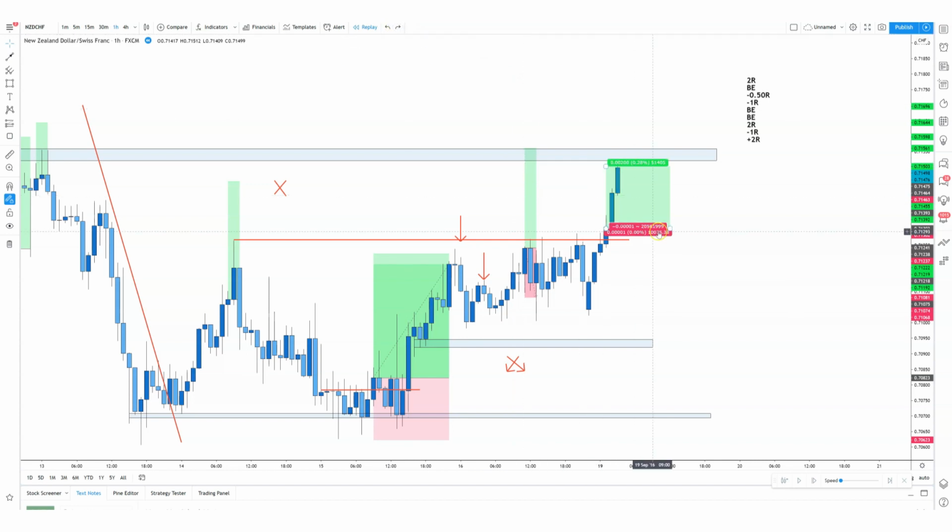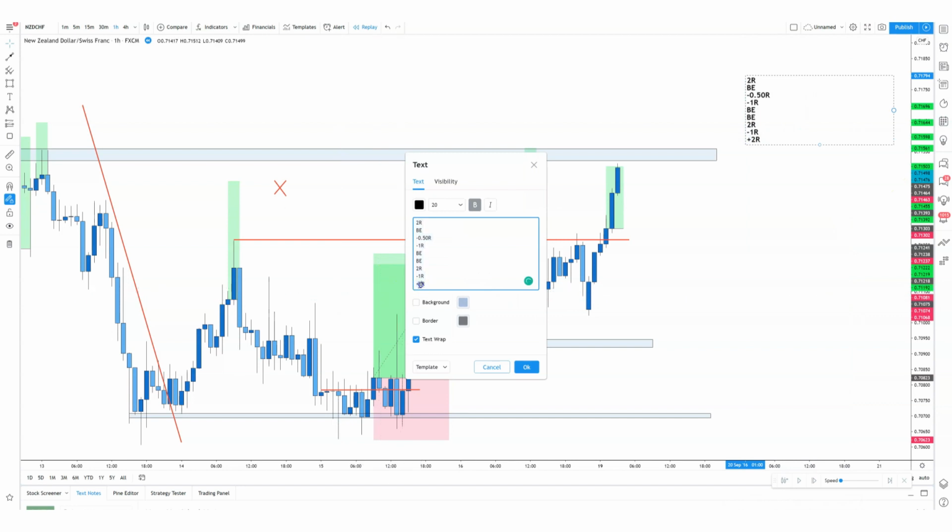Yeah, there you go. And now on to our final trade. Where are we at? Plus 2R. Oh, I didn't need to write plus 2R here. So let's remove this.